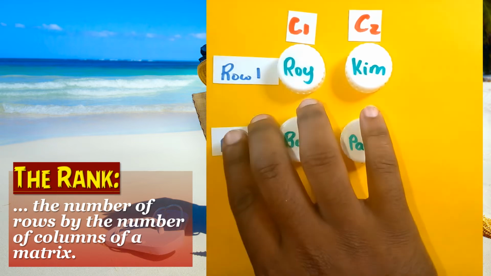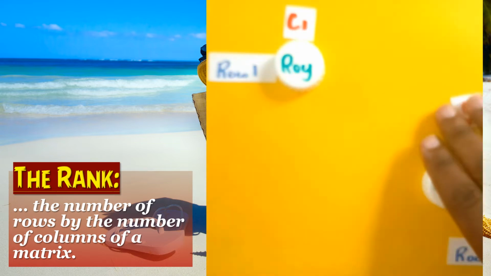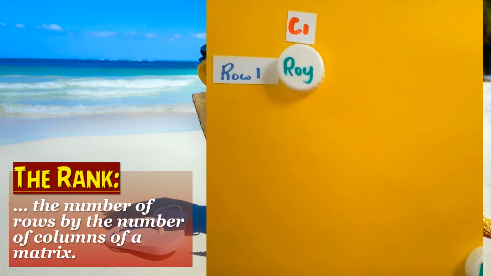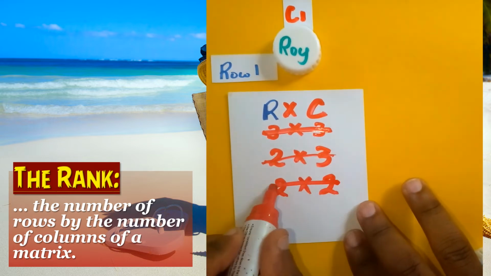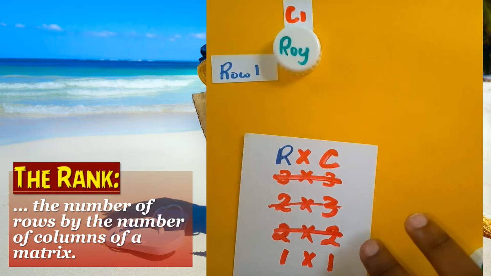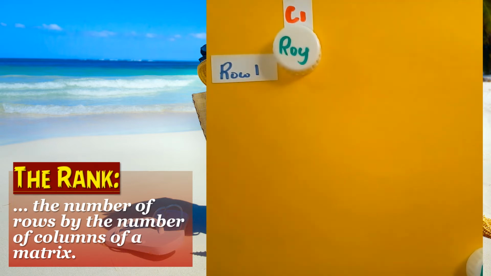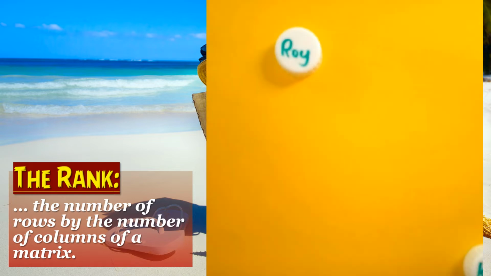What if I took off the last row and the last column? If I took them off, would that still be a matrix? Well, yes, because it has one row and one column. So this is no longer 2 by 2, but a 1 by 1. And this matrix is what you call a scalar matrix. One row and one column, which is just a single person in this case, who is just Roy.